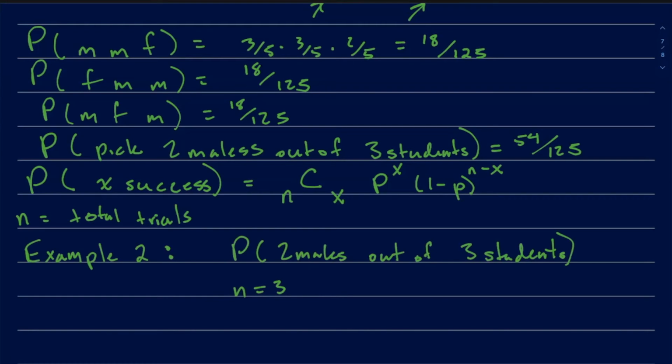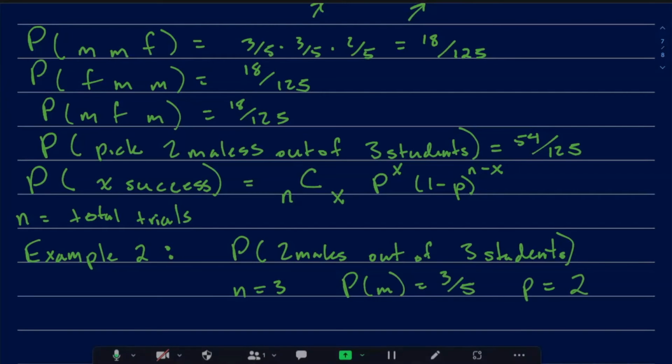What is the probability that I pick a male? 3 out of 5, right? We've done this, right? But what is X equal to? How many successes do I want? How many times do I want to pick a male? I want to pick a male twice. Everybody follow me so far?